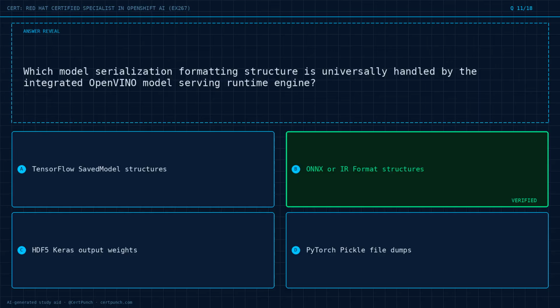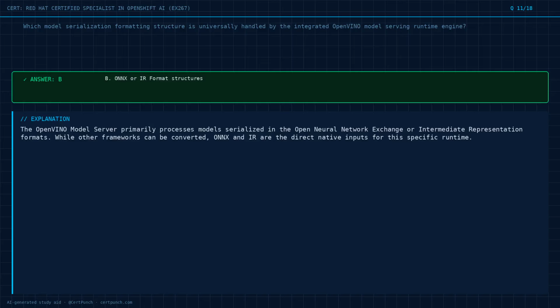The correct answer is option B, ONNX or IR format structures. Reasoning. The OpenVINO model server primarily processes models serialized in the Open Neural Network Exchange or intermediate representation formats. While other frameworks can be converted, ONNX and IR are the direct native inputs for this specific runtime.